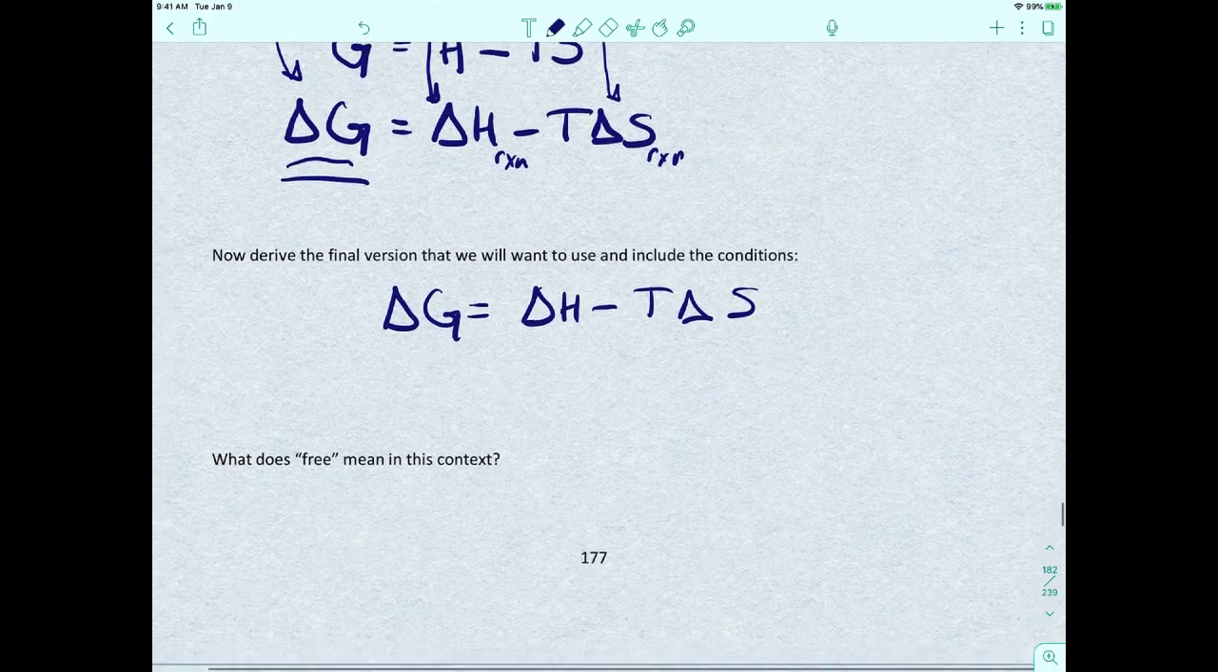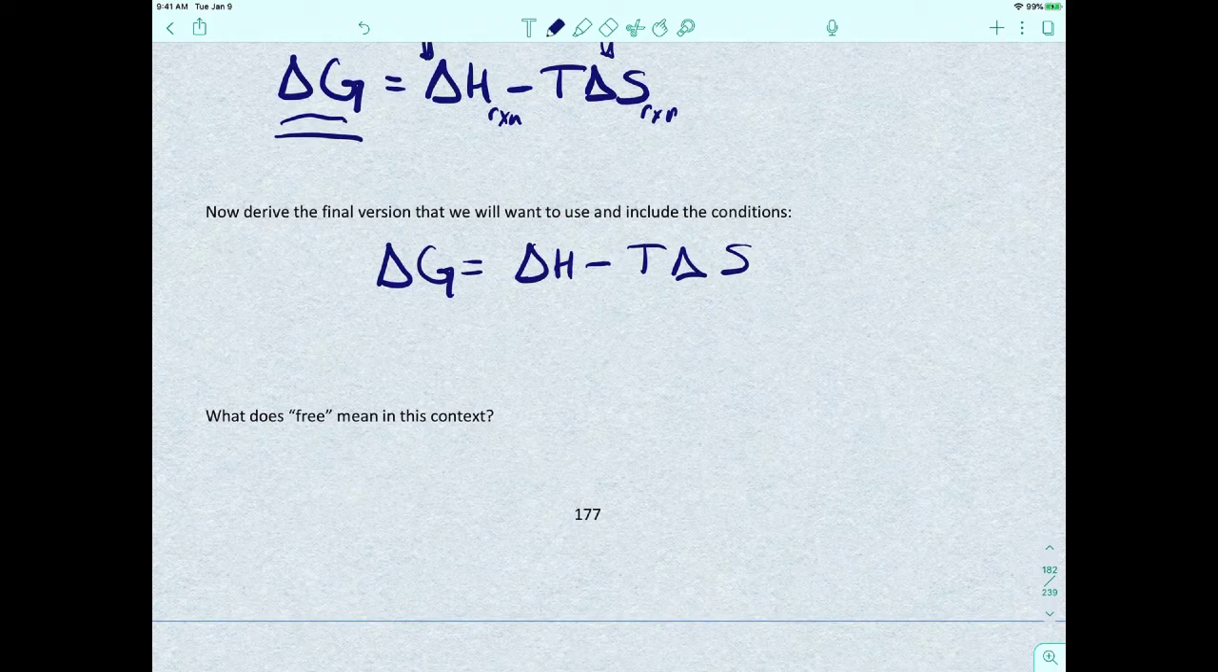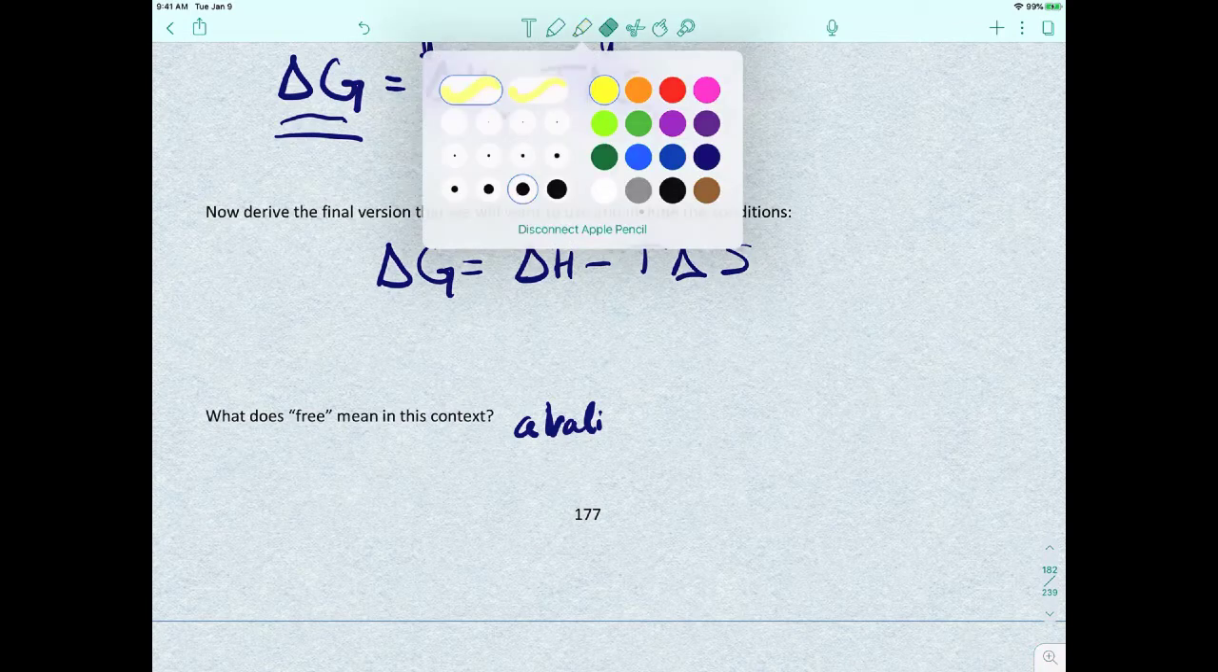Now, what does free mean in this context? When we talk about free energy, we're talking about available energy. If I can spell available right.